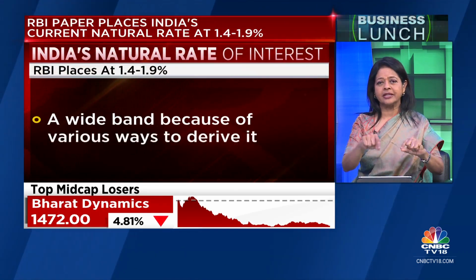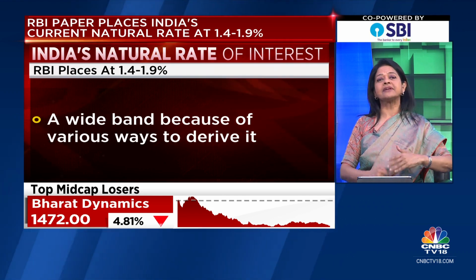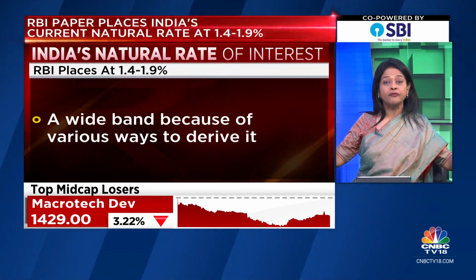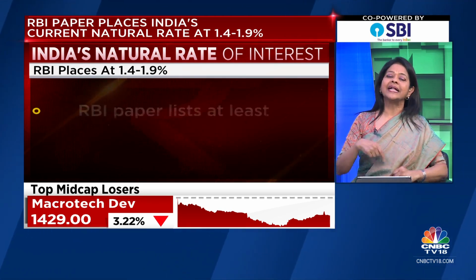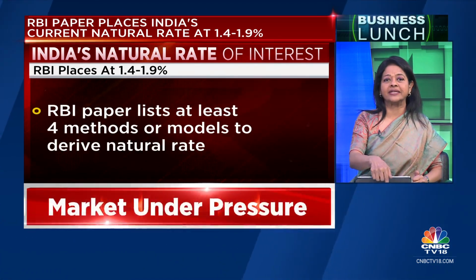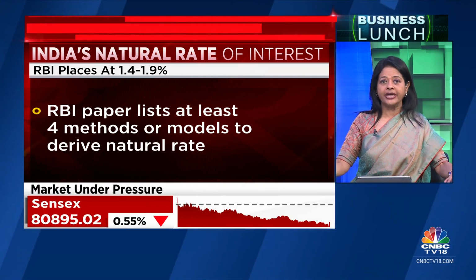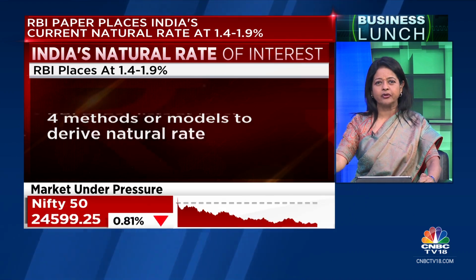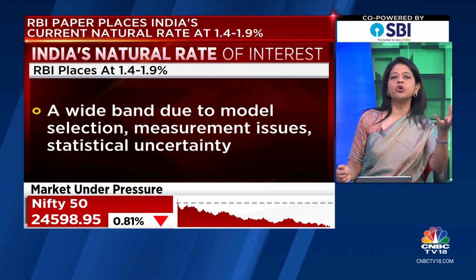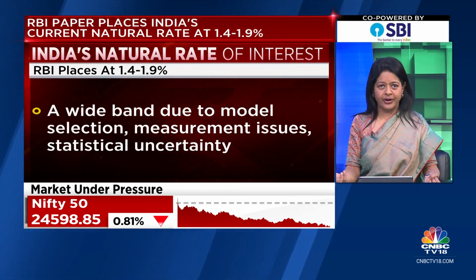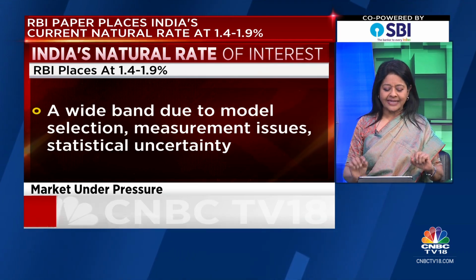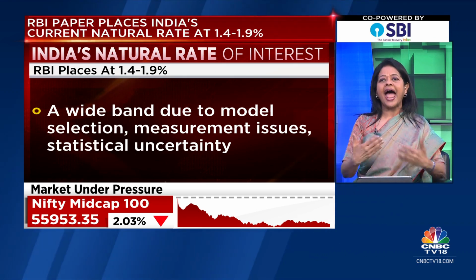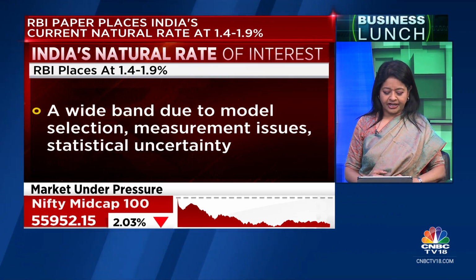Not much is explained in the paper about this band, but the Reserve Bank gives a lot of explanation why even the natural real rate is a big band, 1.4 to 1.9. Why such a big band? They say that there are various ways to calculate. The paper itself gives 4 models, filtering as well as historical way of calculating, Taylor rule, various ways. So by one rule, you get 1.4. By one rule, you get 1.9%. The key point is that you have to balance. Ultimately, this is a theoretical construct, and the Reserve Bank has to use its discretion.